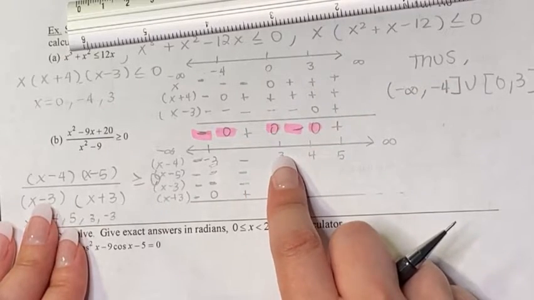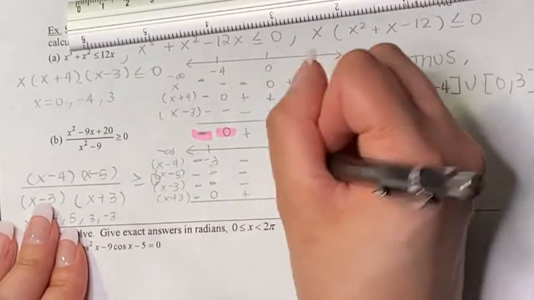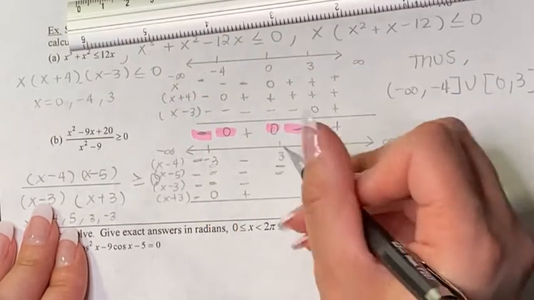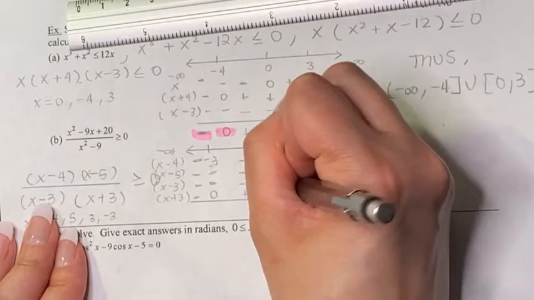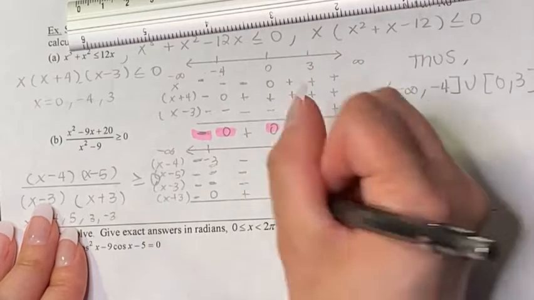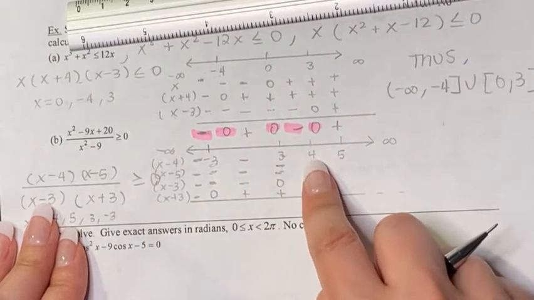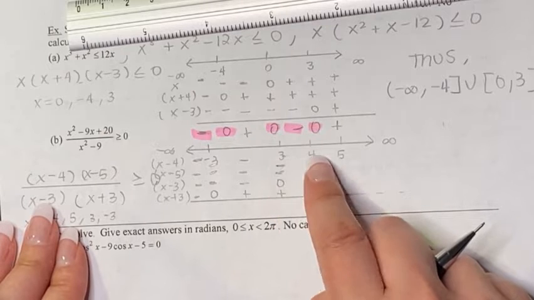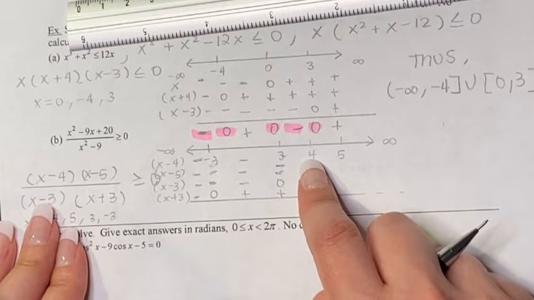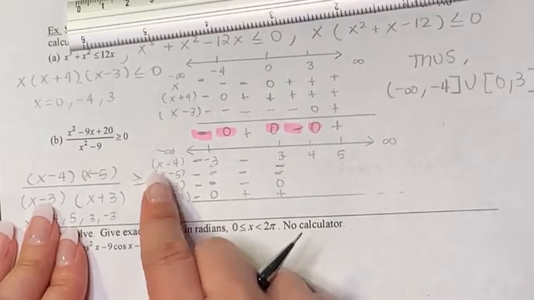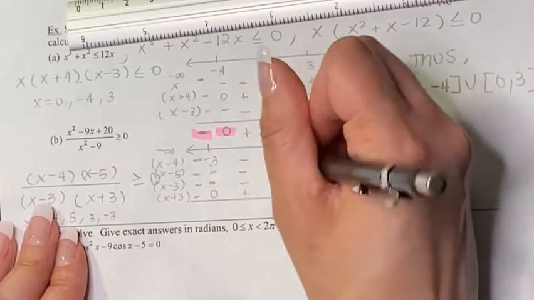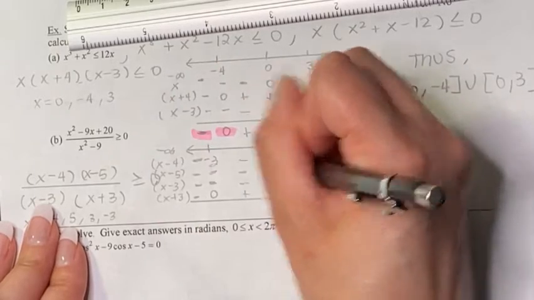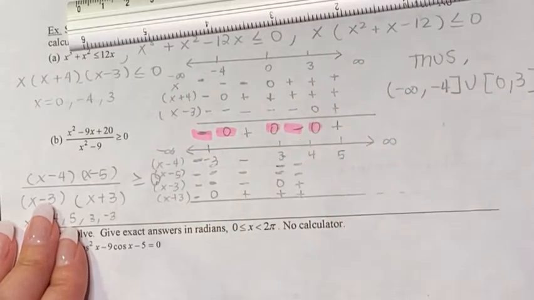So over here, I'm going to plug now the 3. 3 minus 4 is -1, which is negative. 3 minus 5 is going to be -2, which is negative. 3 minus 3, that's going to be 0. 3 plus 3, that's going to be positive. Then we plug a number in between 3 and 4. In this case, I would plug 3.5. Okay, if you put 3.5 here, that's going to be negative. 3.5 over here, that's going to be negative. 3.5 over here, that's going to be positive, and 3.5 here is going to be positive.